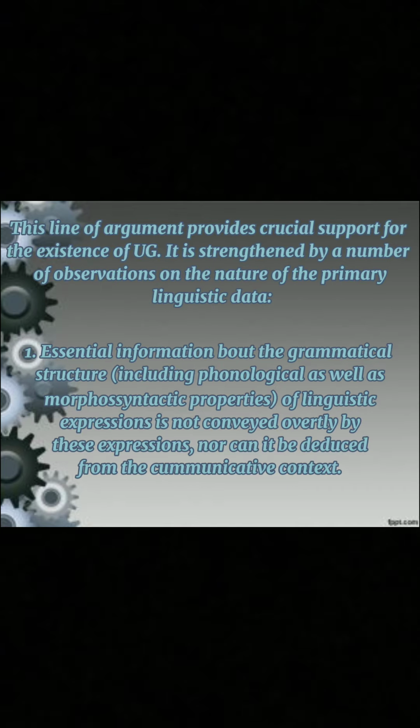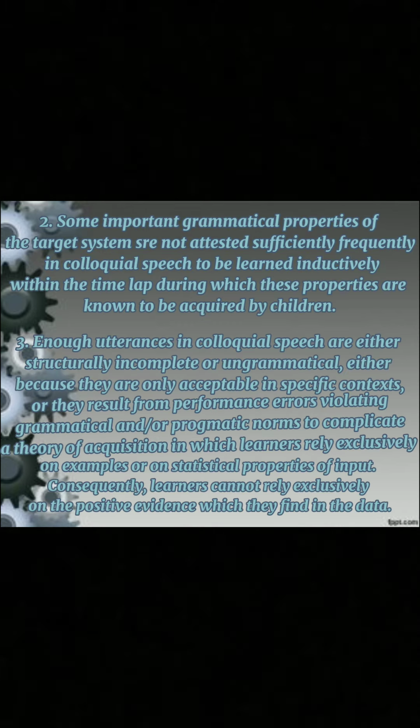2.4. This line of argument provides crucial support for the existence of UG. It is strengthened by a number of observations on the nature of the primary language data. First, essential information about the grammatical structure, including phonological as well as more post-syntactic properties of linguistic expression, is not conveyed overtly by the expression, nor can it be deduced from the communicative context.